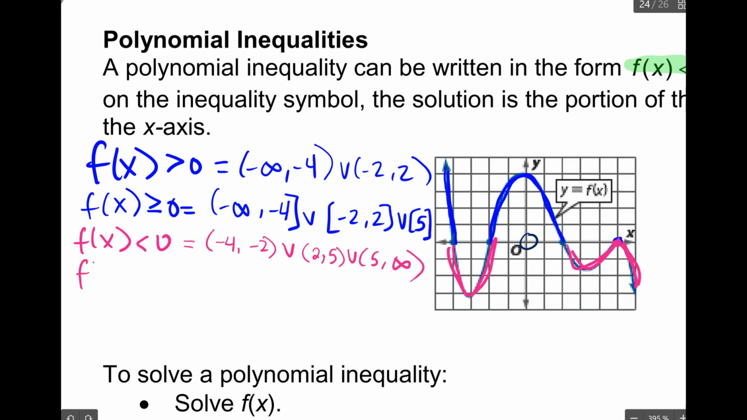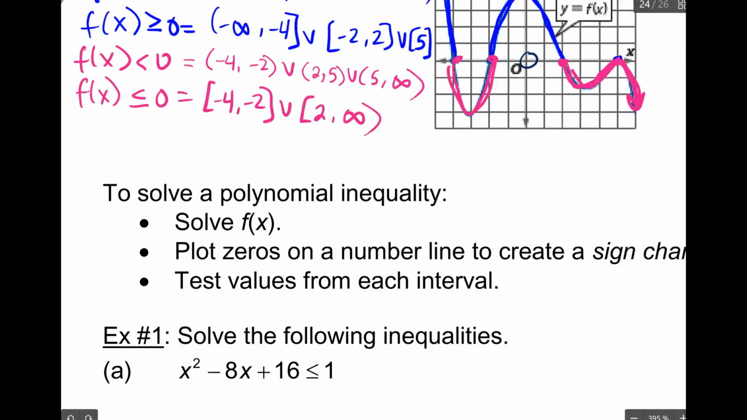Okay, what if f of x is less than or equal to 0? Okay, so I actually can square bracket my negative 4 to negative 2, because that's where it's equal to 0, union negative 2 to infinity. Because I include it here, 5 is included, and then I just keep going.